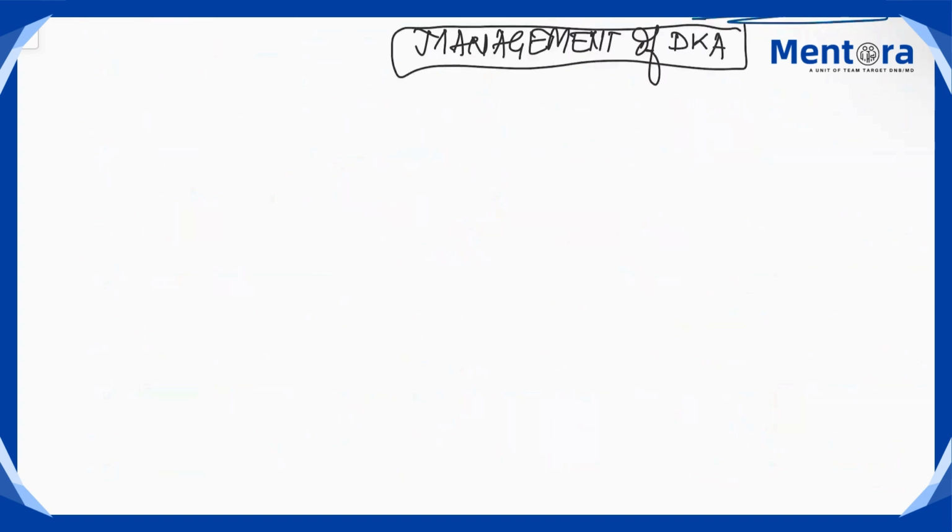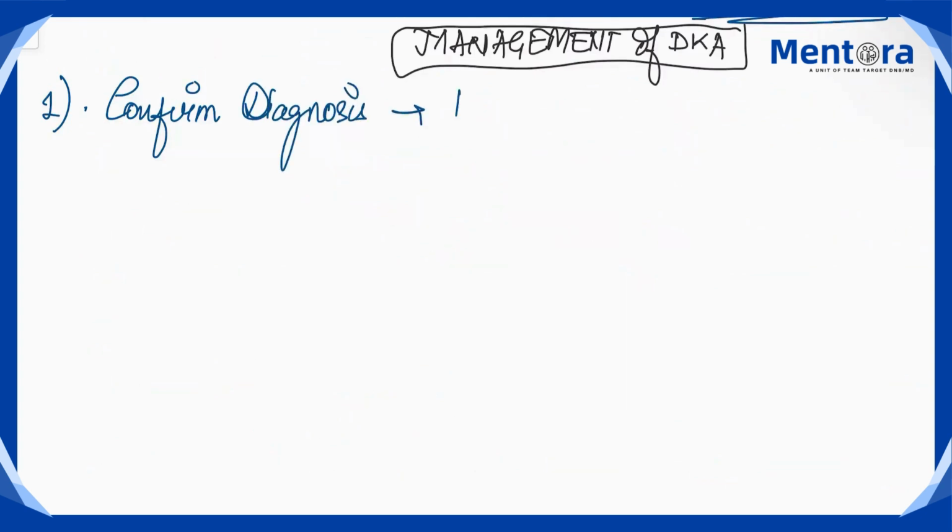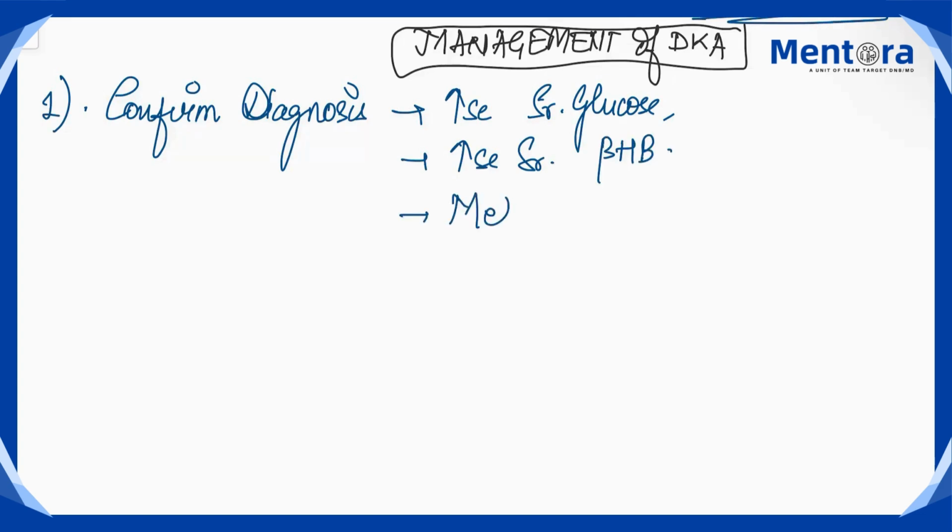Important part of this program. Management of diabetic ketoacidosis. Okay. So first of all, you have to confirm the diagnosis that yes, it is DKA only. So confirm the diagnosis. There is increased serum glucose levels, increased serum beta hydroxybutyrate levels. There is metabolic acidosis.